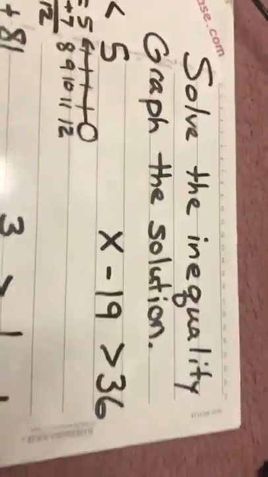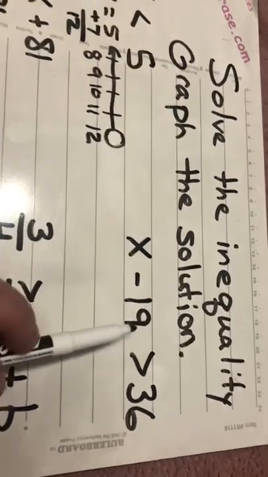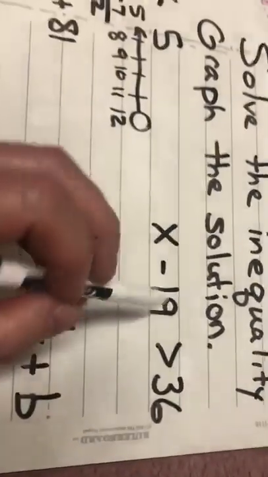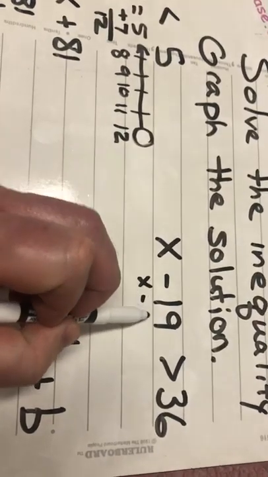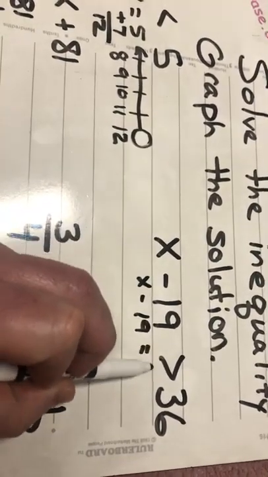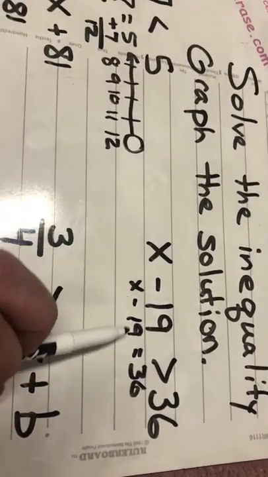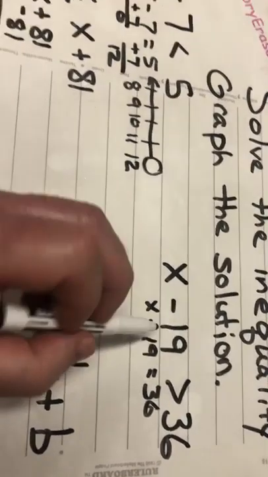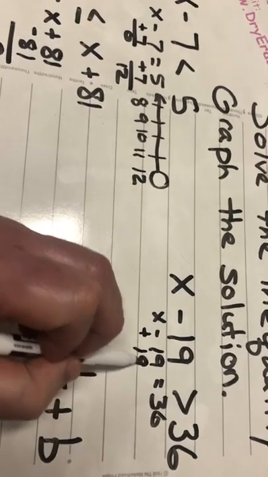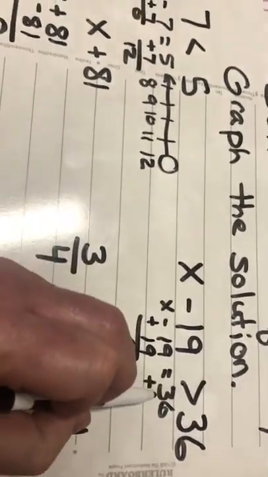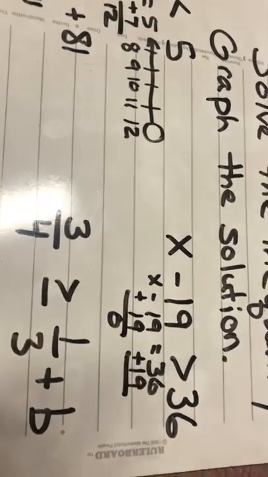All right, moving right along. x minus 19 is less than 36. So, once again, set up the equation: x minus 19 equals 36. This is a negative 19 this time, so remember to get to 0, I have to add 19. So I add 19 to this side, and I have to add 19 to this side.